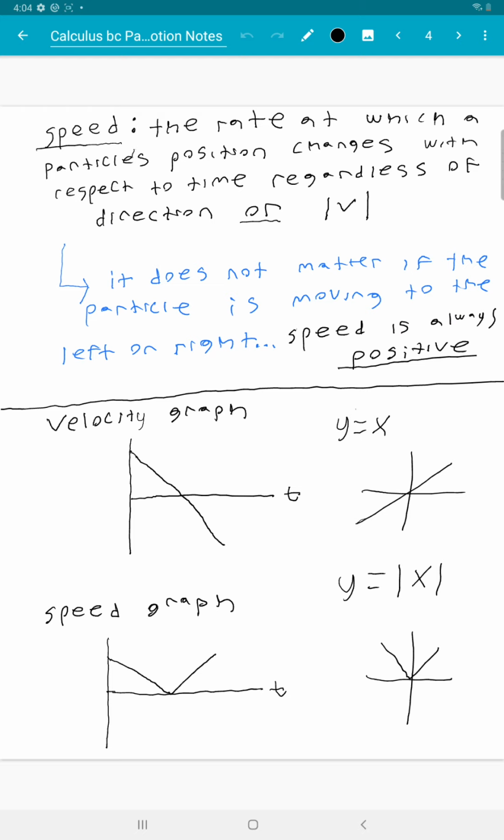Now let's look at speed. Speed is the rate at which a particle's position changes with respect to time regardless of direction. That's the technical term of speed.